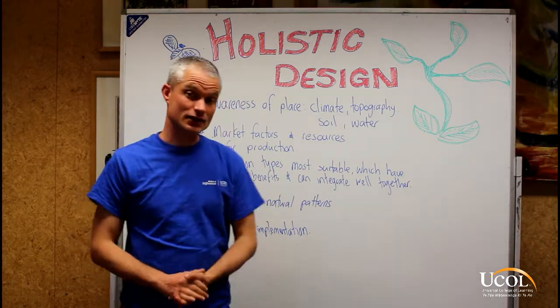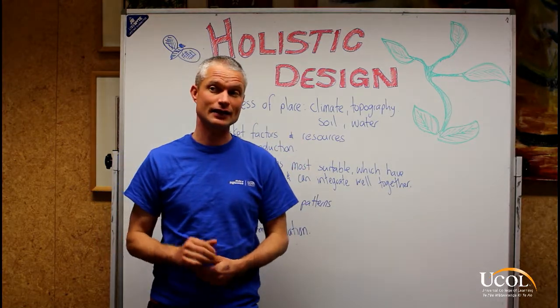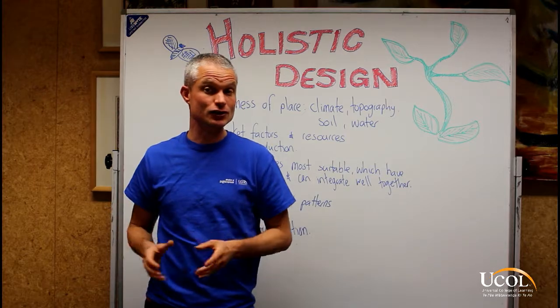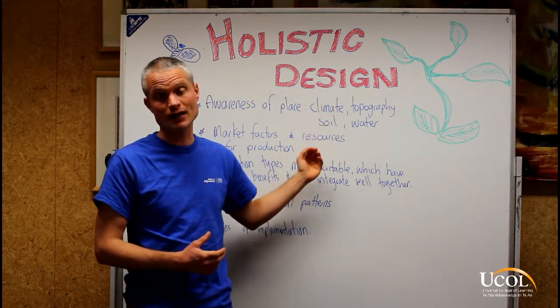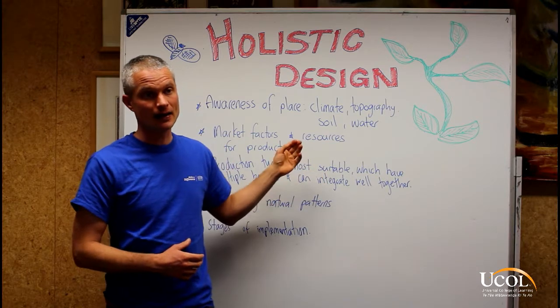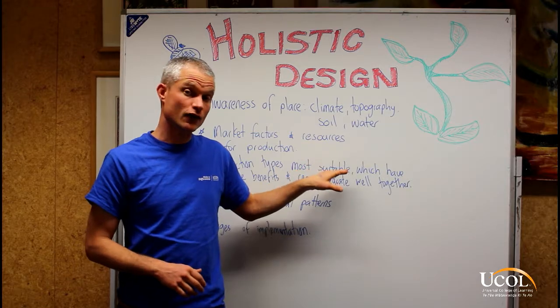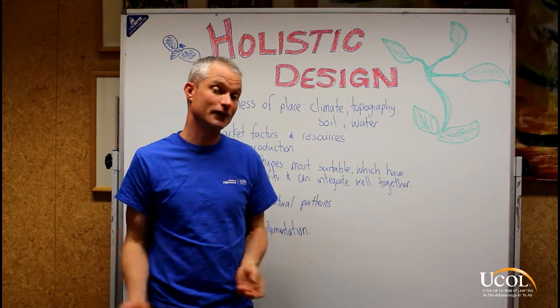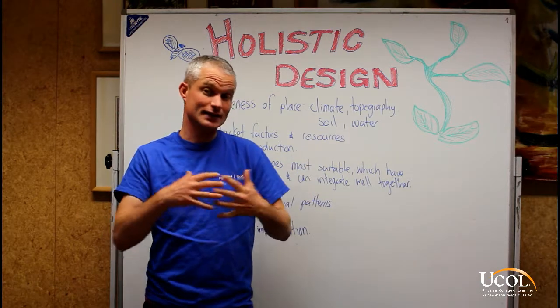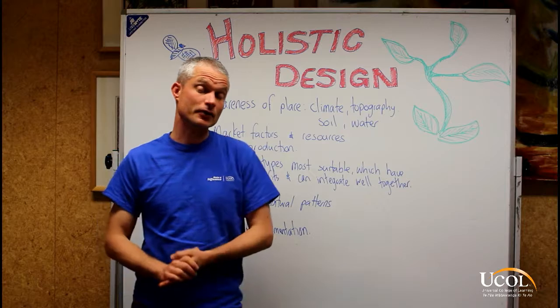And what is the stages of implementation? So being a design process, it's really doing your research and getting the information on your climate, your topography, your market factors, to inform what is the best choice of production species and which species will have the most multiple benefit and which ones will fit together the best in a production system. And then the stages of implementation.